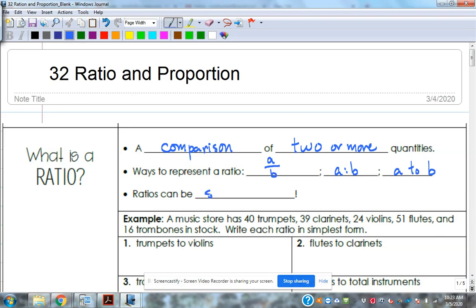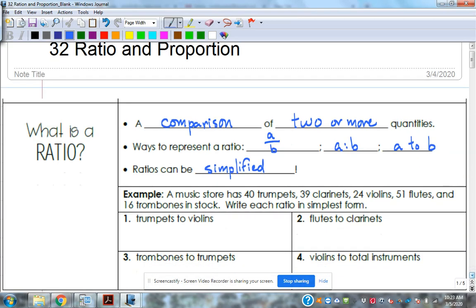Ratios can be simplified because they're technically fractions. So when we do a ratio, we want to simplify that as much as possible. When we get into similar figures, sometimes we can use the simplifying to help us make the problem a little easier, smaller numbers to deal with. All right. Example here. Let's write some ratios real quick.